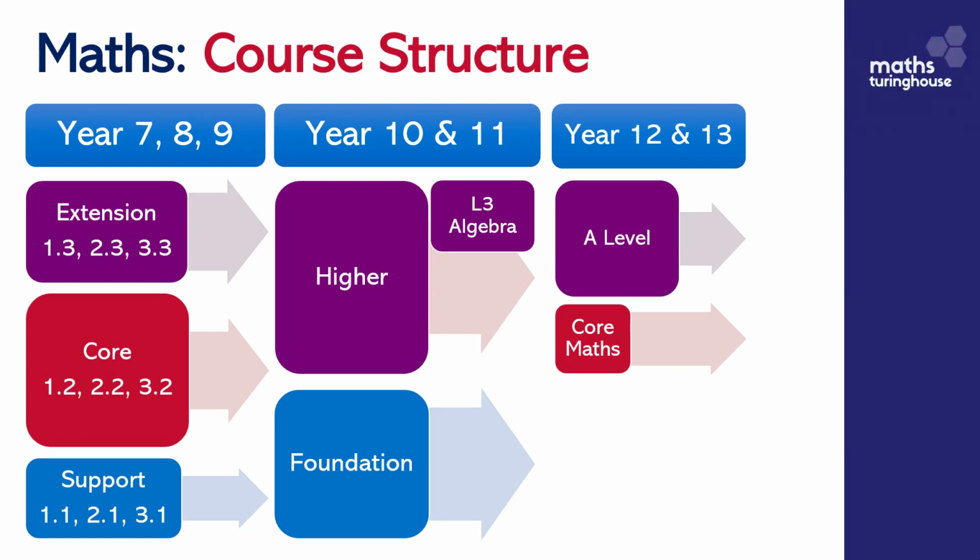And typically those grades for foundation would go between 1 and grade 5. And then higher, there's an overlap, which takes you from grade 4 through to grade 9. And the very top attaining students would also get the opportunity to be going for an additional qualification, which is called the Level 3 Award in Algebra.